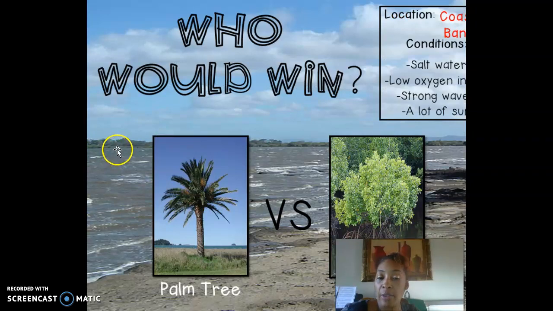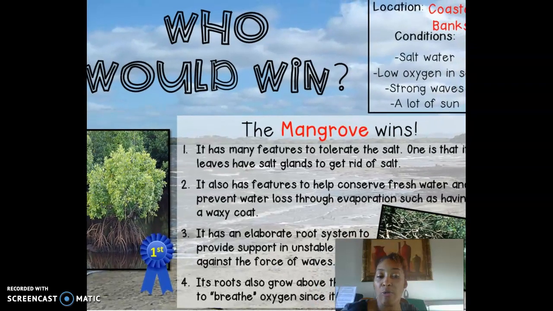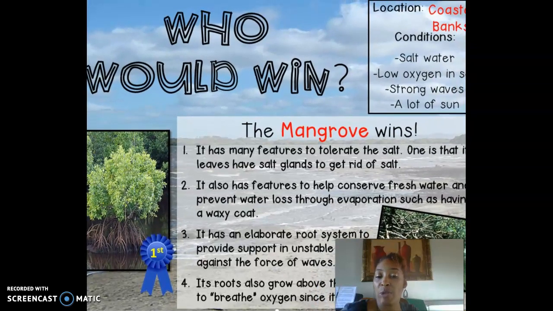Who will win? The palm tree or the mangrove? Take a moment to jot down your thoughts. The mangrove wins. The mangrove lives along the coast of Georgia. It has many features to tolerate the salt. One is that its leaves have salt glands to get rid of salt. It also has features to help conserve water and prevent water loss through evaporation, such as having a waxy coat.